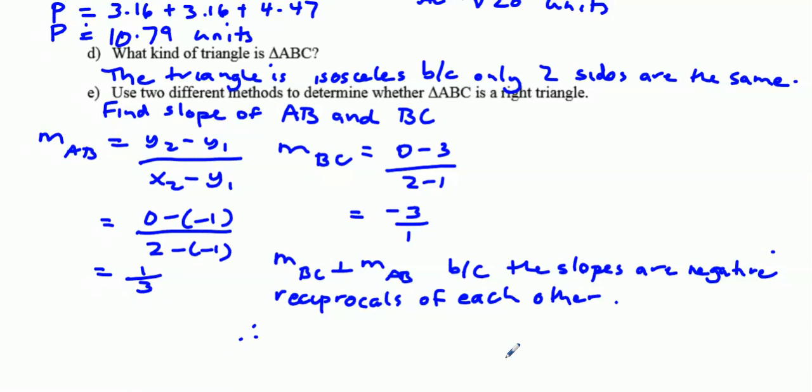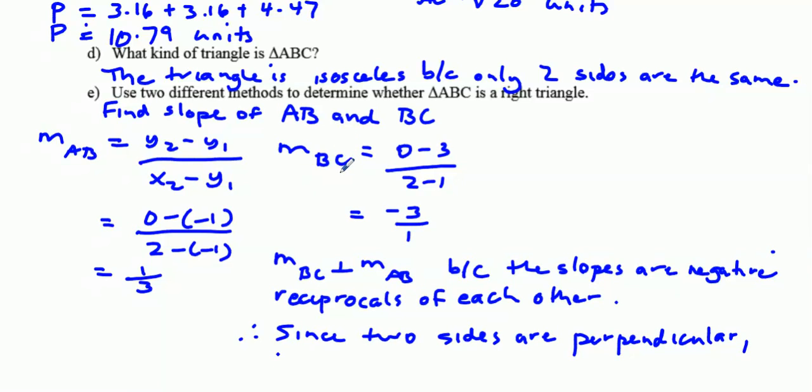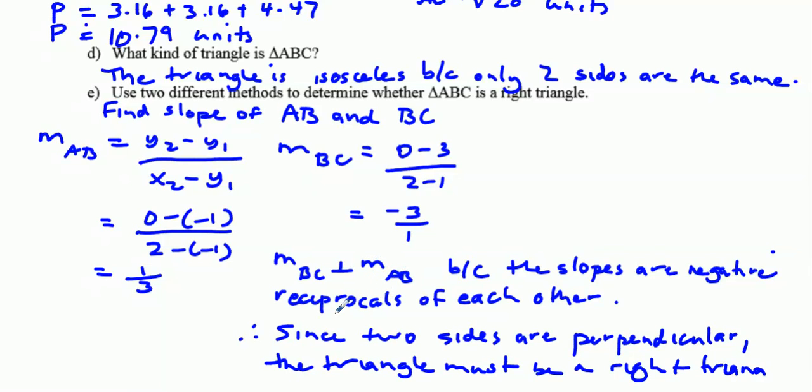Therefore, we could say, since, let's use the word since, or reneging again. Since two sides are perpendicular, a triangle must be a right triangle. Okay.